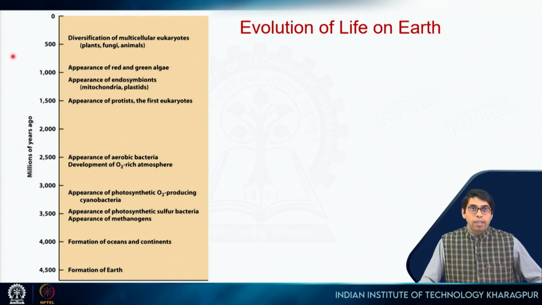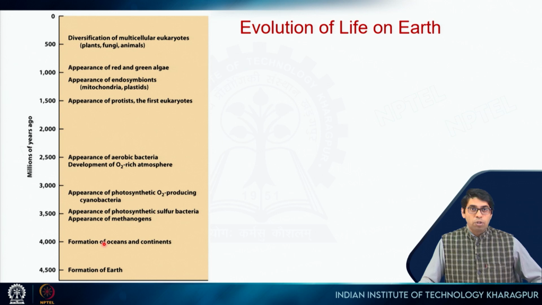Here is a timeline of life on Earth. We are here, this is 0, so this is present and this is past, and the scale is in millions of years ago. So, 4,500 million years means 4.5 billion years. That was the time when Earth was formed, the formation of Earth 4.5 billion years ago.